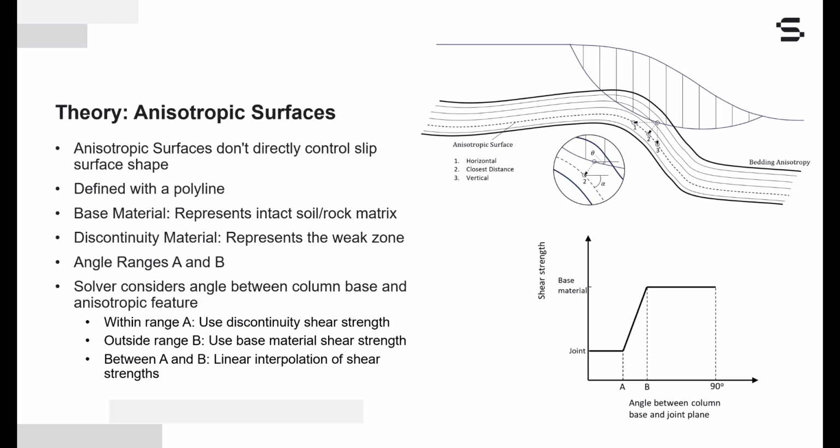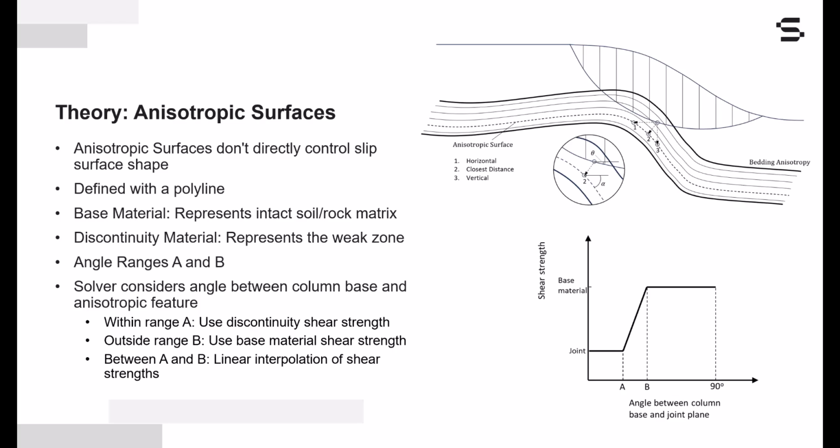Anisotropic surfaces are defined using a polyline in 2D. The input properties of an anisotropic surface include a base material representing the intact soil or rock matrix, a material representing the discontinuity, and two angle ranges, A and B. The A and B parameters associated with each anisotropic surface are angular tolerances around the discontinuity. These control the transition of shear strength from the anisotropic material to the intact material.